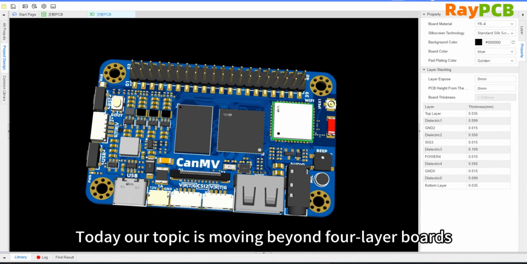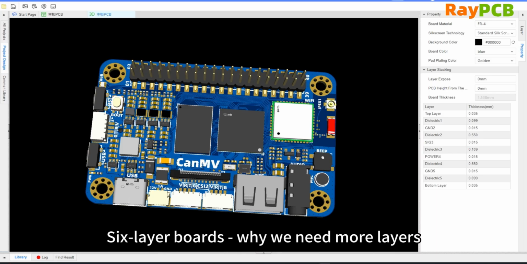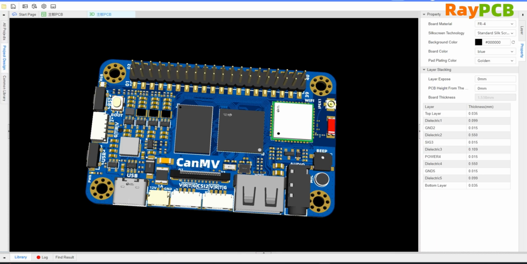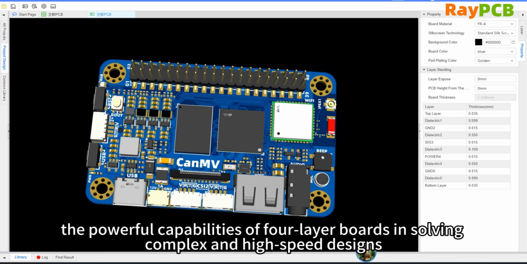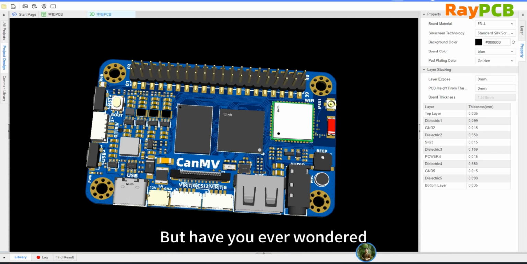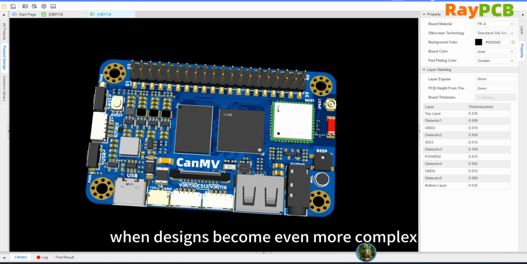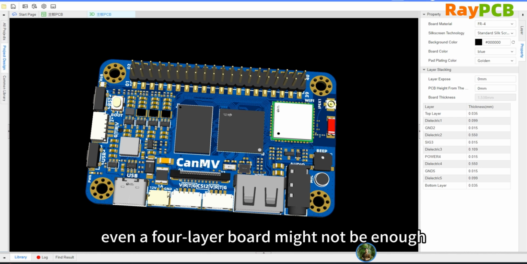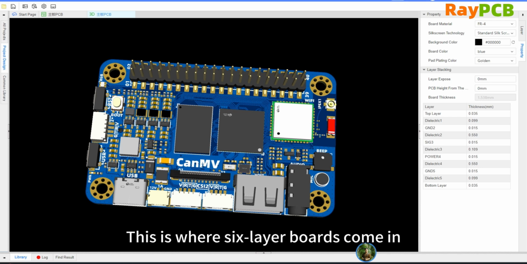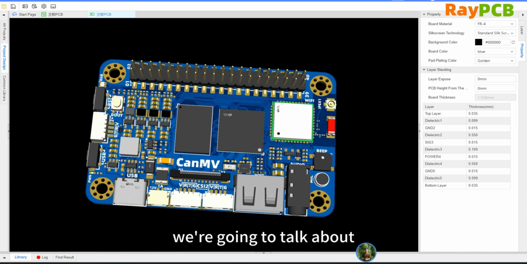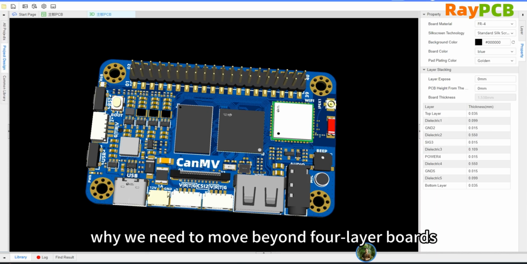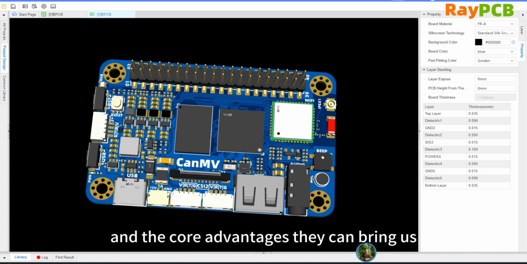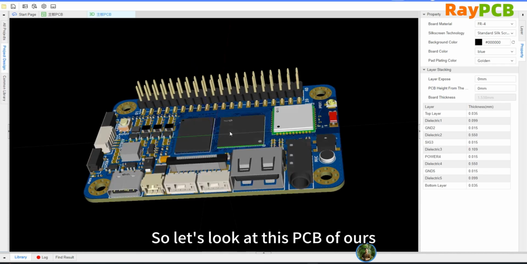Today our topic is beyond 4-layer boards, 6-layer boards. Why do we need more layers? In previous videos we have already explored in depth the powerful capabilities of 4-layer boards in addressing complex and high-speed designs. But have you ever wondered, when designs become even more complex, signal rates get higher, and component density increases, even 4-layer boards may reach their limits. That's when 6-layer boards come into play. Today, let's talk about why we need to go beyond 4-layer boards and choose 6-layer boards, and what core advantages they can bring. Let's take a look.